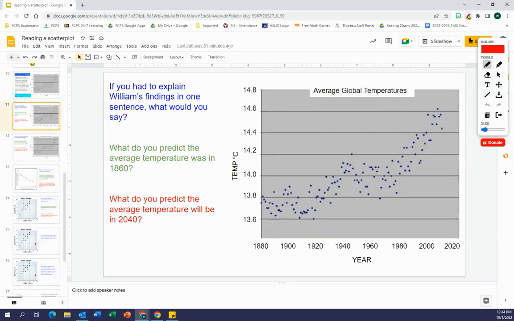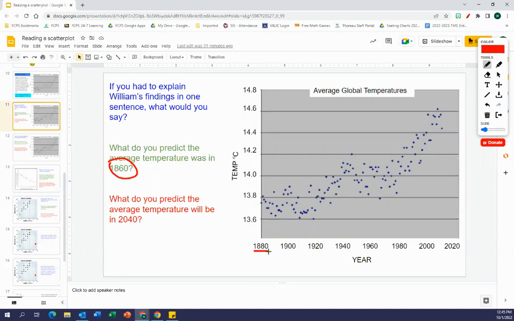If you had to explain William's findings in 1 sentence, what would you say? Well, I might say, as time keeps going on, it seems to me that the average global temperature is getting hotter. So let's make a prediction. Look at this first one. What do you predict the average temperature was in 1860?